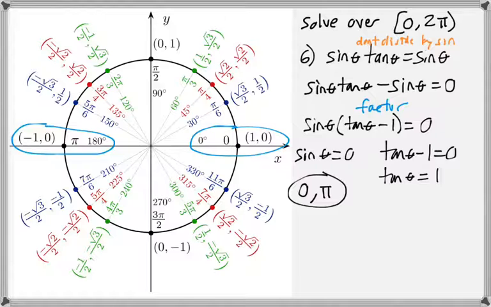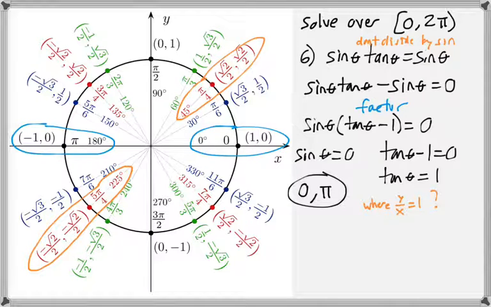Now, where is tangent equal to 1? Tangent is y over x. So you're kind of looking for where y over x is equal to 1. So you're really looking for where your x and y values are equal to the exact same thing. And that's going to be here at 5 pi over 4, as well as pi over 4.